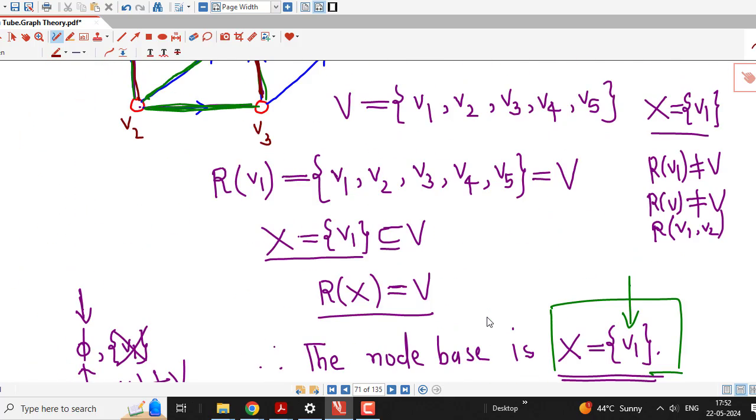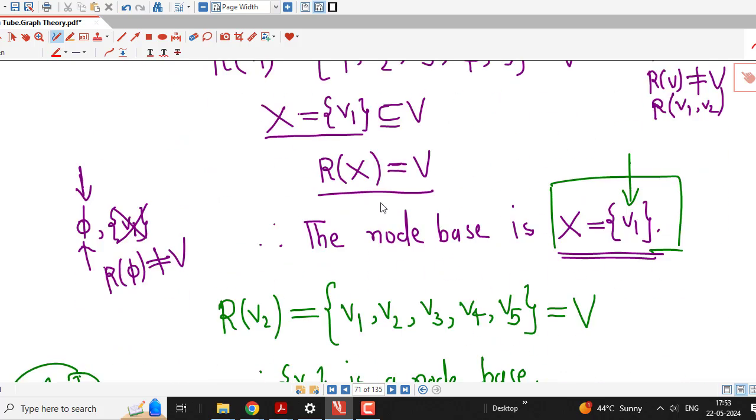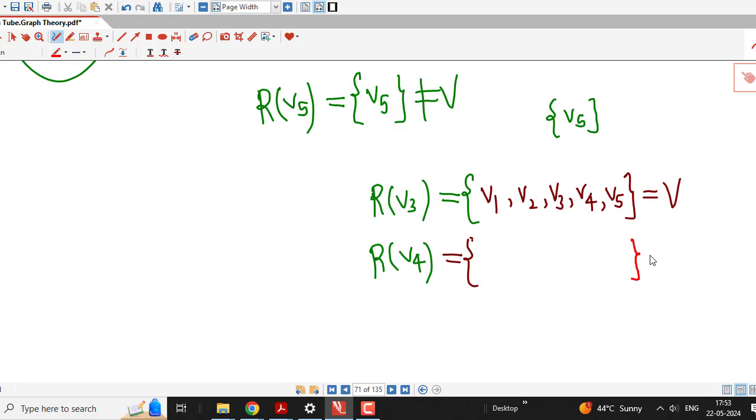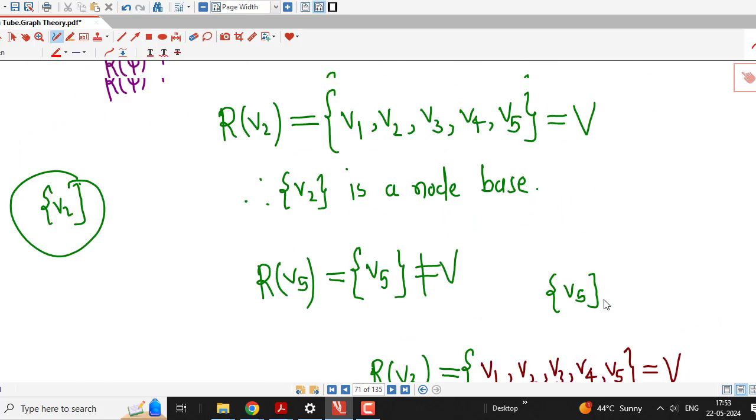And then we check for V4. V1 is reachable from V4. You can check this path exists. V2 is also reachable from V4 along this path. V3 is also reachable from V4 along this path, and V5 is also reachable from V4. So reachable set of V4 is also equal to V. Therefore we find that set containing V1, V2, V3 and V4, all these are node base for the given directed graph.